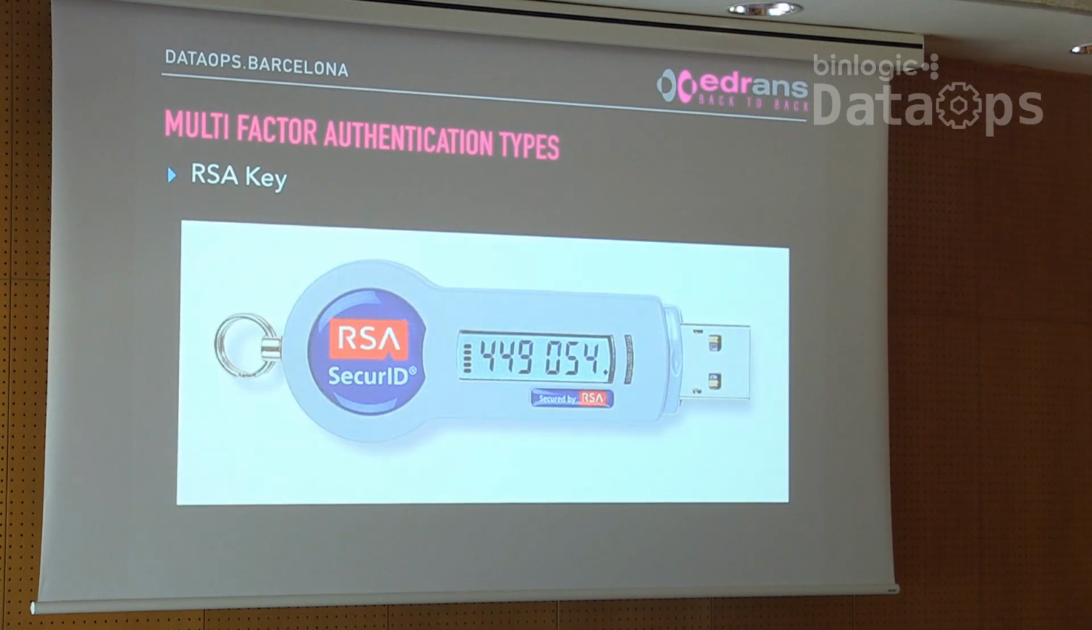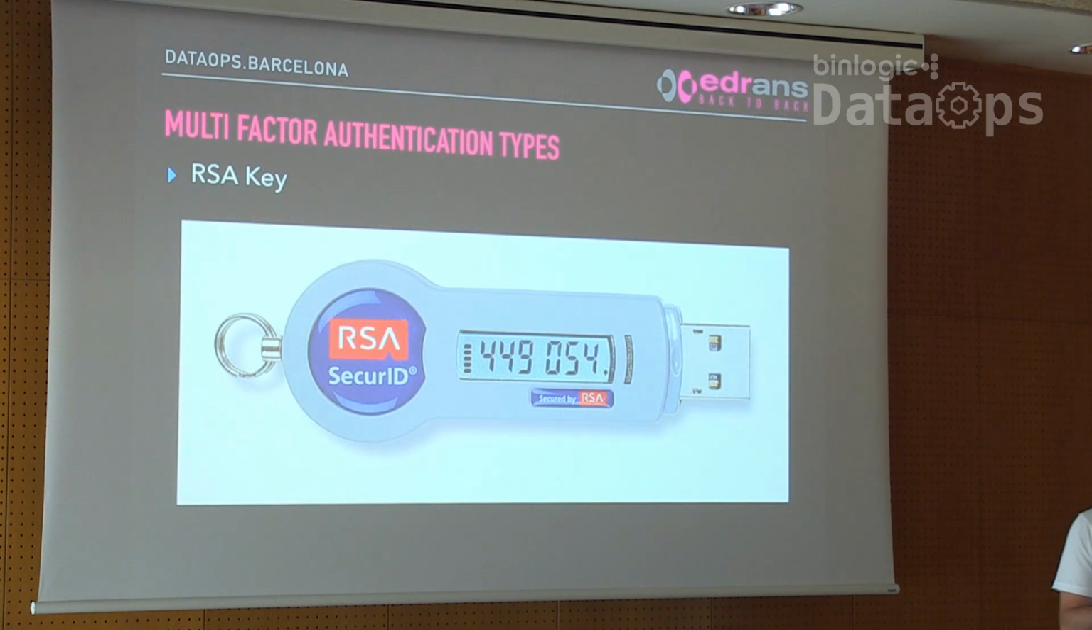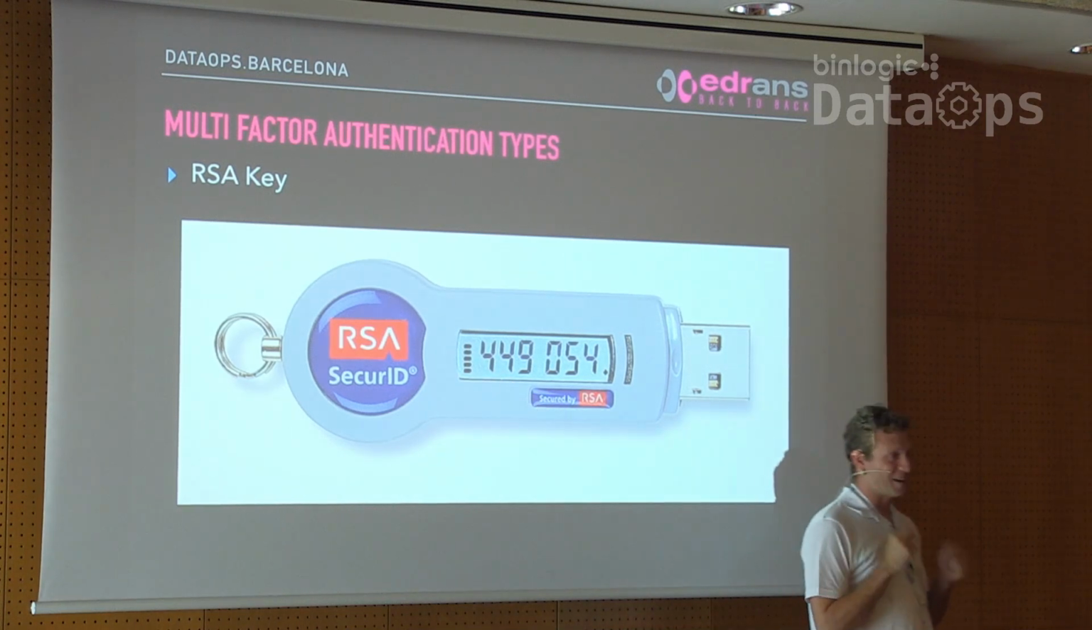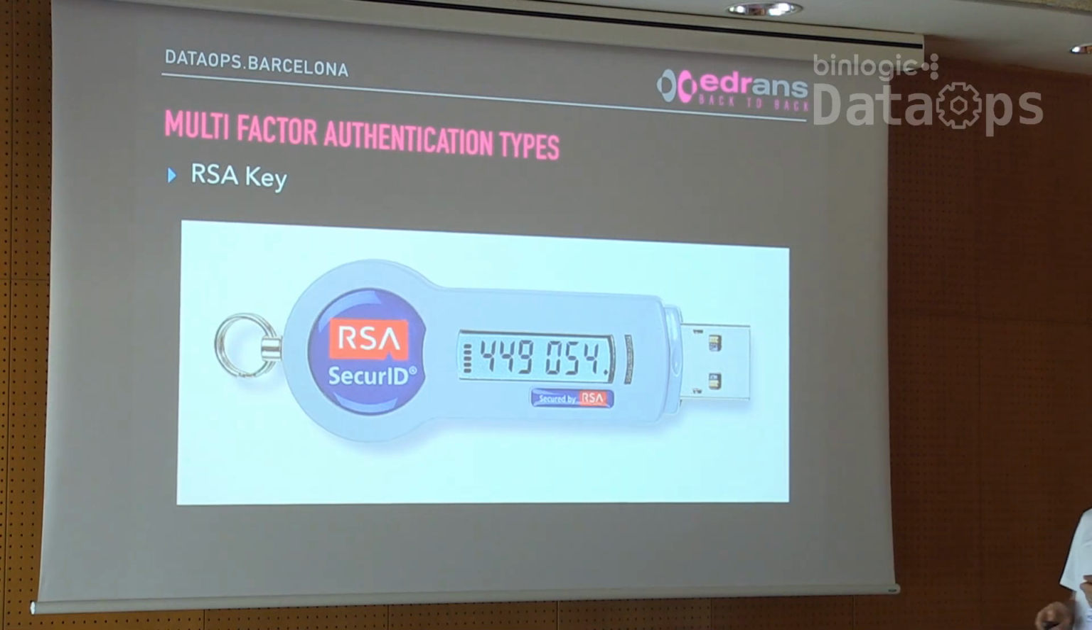For example, the RSA key. I'm pretty sure that most of you, at least once in your life, have had one like this. It was really cool a few years ago. You have these digital numbers on this display, and it's a kind of token that you receive when you try to authenticate with your login credentials, but you still have to type a number. And when this bar disappears, it means that number has expired, so you have to type the new number again. It's pretty old, but it still works.